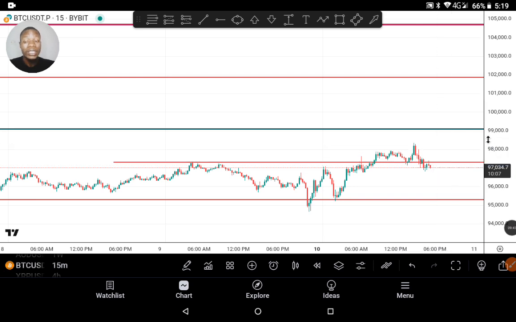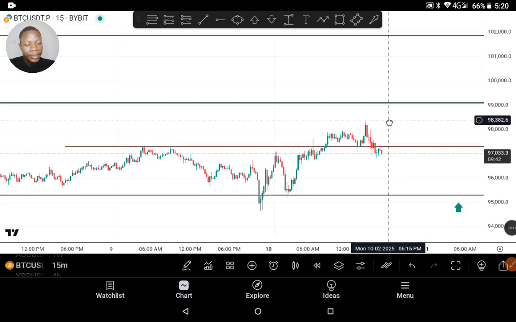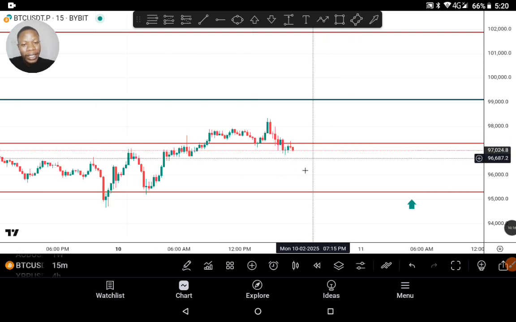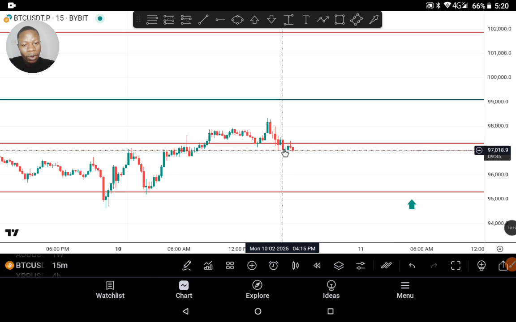At first, you can use a change of character to pick your entry. For smart concept traders, you can use your order block on this zone to pick your entry. But for me, at first I use price action. The kind of candle that I see here will determine the kind of trade I'm going to pick. At this point, after the market came back to this level, you can see that the candle that broke this level below was a very strong bearish candle.